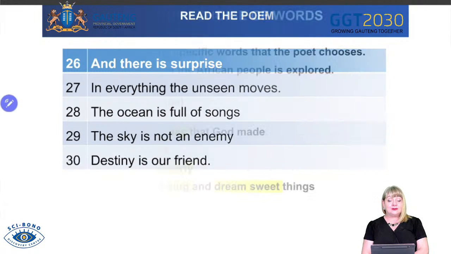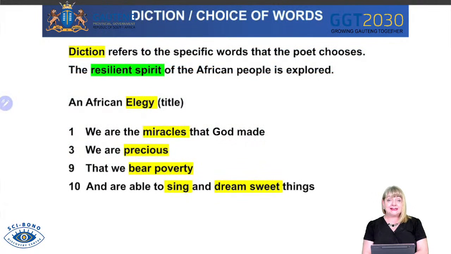Destiny is our friend. So that is the poem, and I've read it there clearly for you once. Now I'm going to go through the poem again, and I'm going to break it up into the various elements of the kind of question that they could ask. So the question that they asked in this paper was that you had to explain how these various poetic devices were used to reflect the resilient spirit of the African people, because that's what the poem was about.